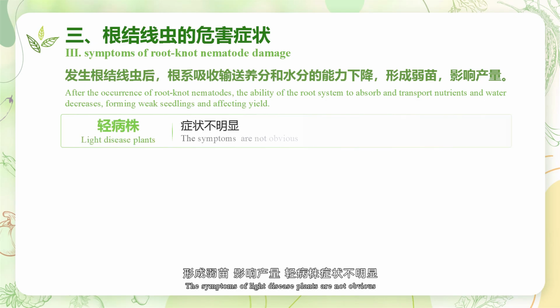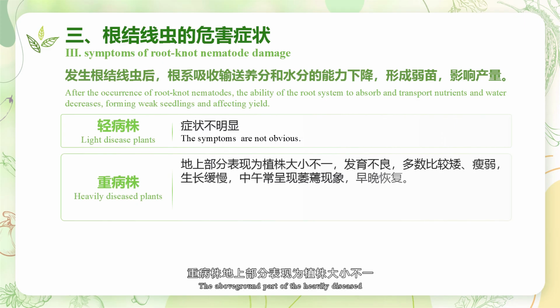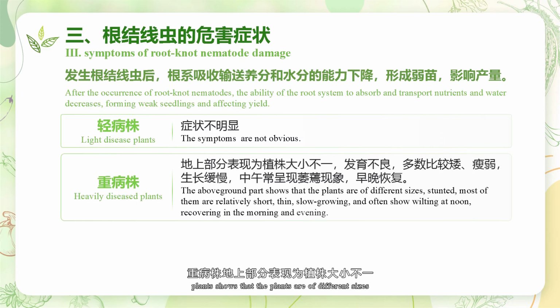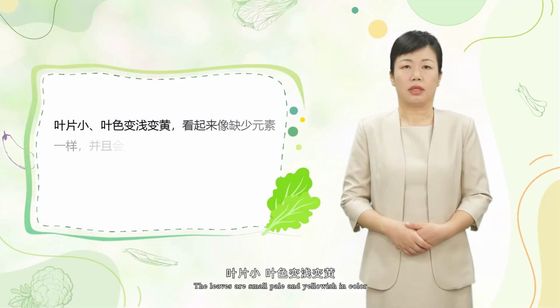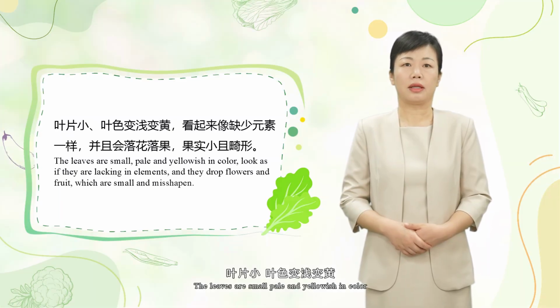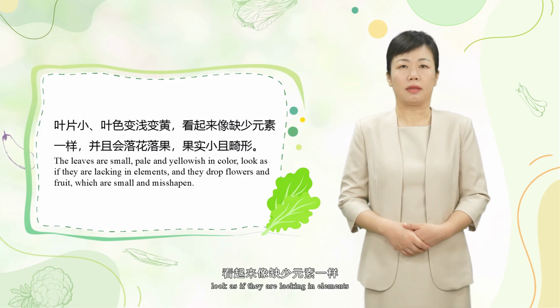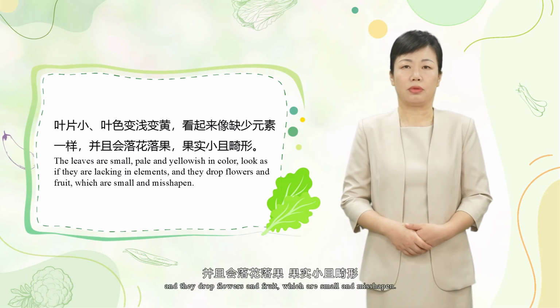The symptoms of light disease in plants are not obvious. The above-ground part of heavily diseased plants shows plants of different sizes, mostly stunted, relatively short, thin, and slow-growing, and often showing wilting at noon, recovering in the morning and evening. In severe cases, the entire plant dies outright. The leaves are small, pale, and yellowish in color, looking as if they are lacking in elements, and the plants drop flowers and fruit, which are small and misshapen.